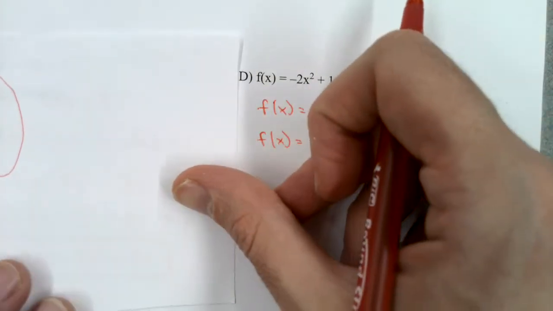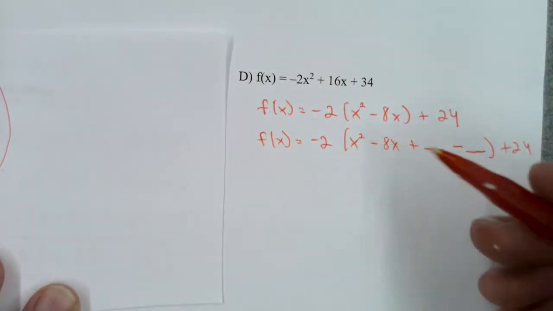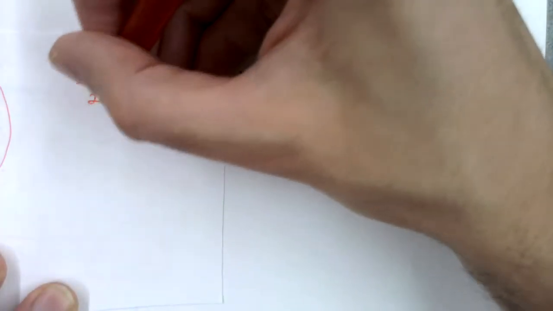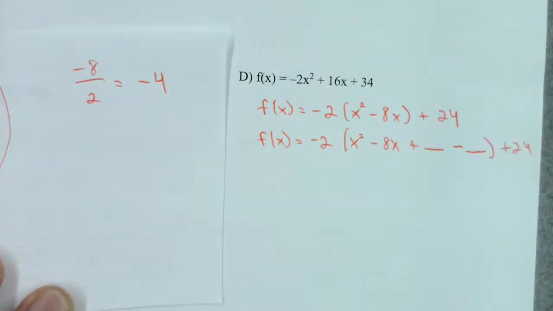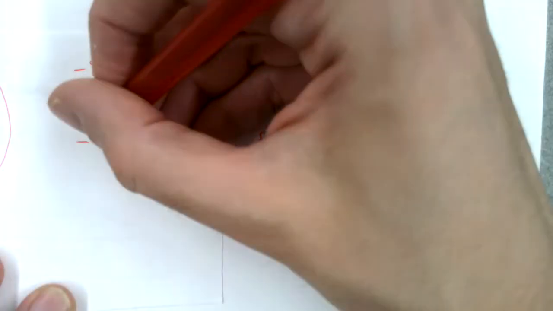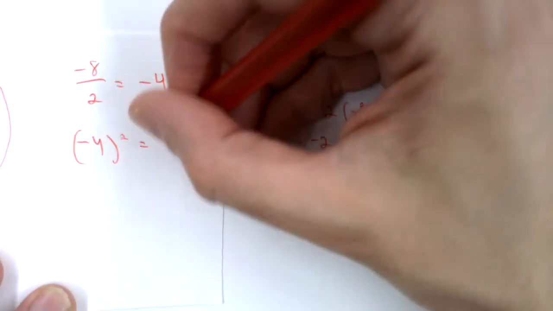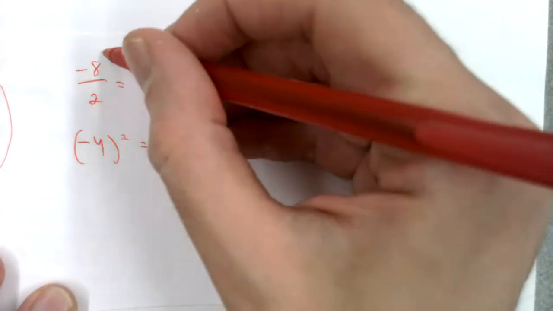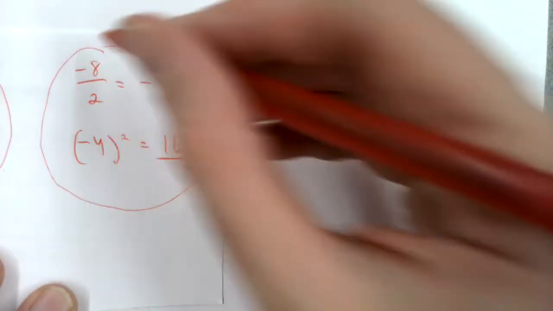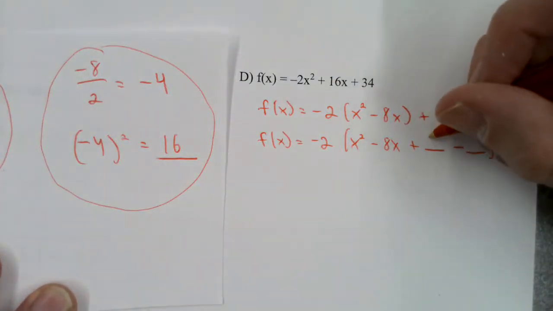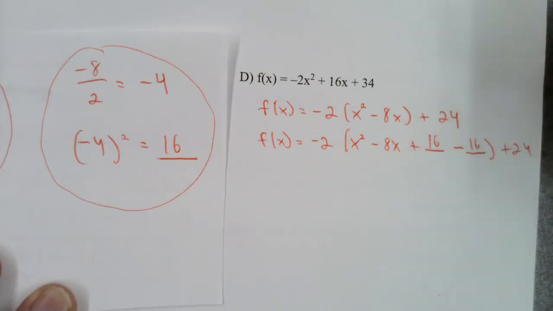Now let's complete the square off to the side. So negative 8 divided by 2 equals negative 4. And then you square that and you get 16. So that 16 is the number we are going to complete the square with. So plus 16 minus 16.